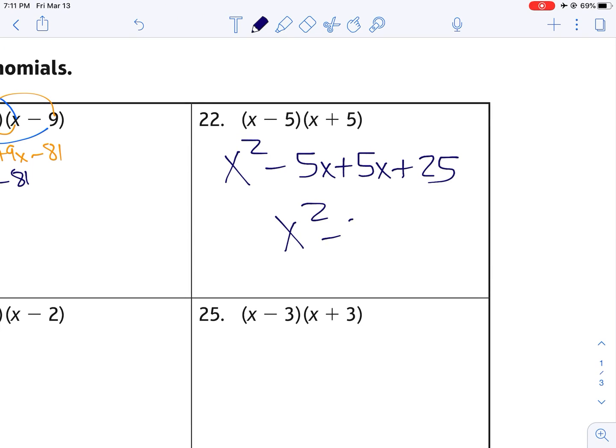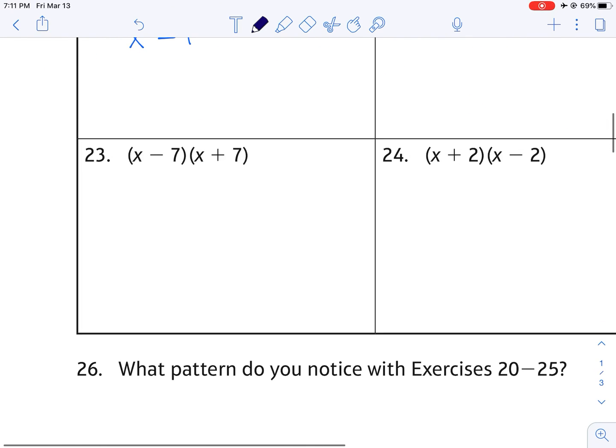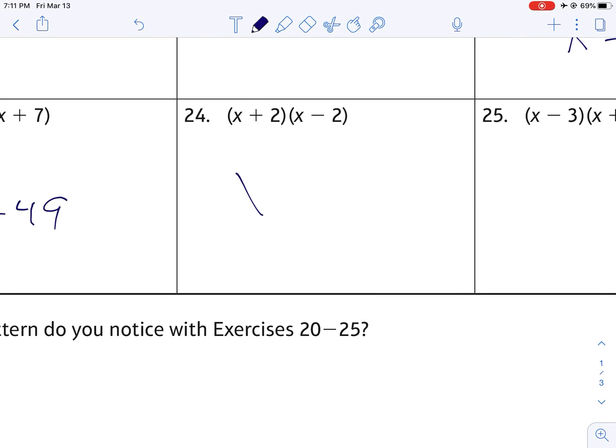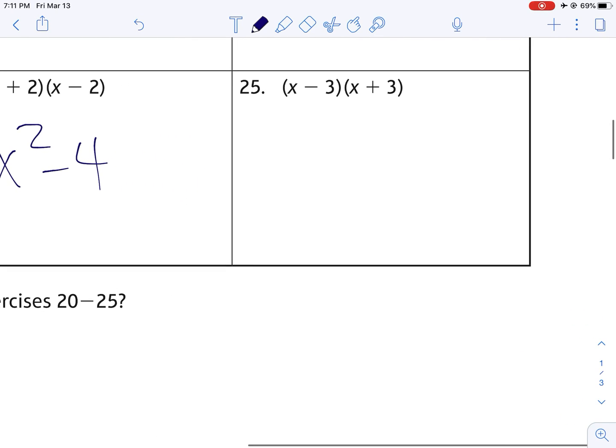You should have gotten this. On this next one, you should have gotten this. On this one, you should get x squared minus 4. Oopsie daisy. And on this next one, x squared minus 9.